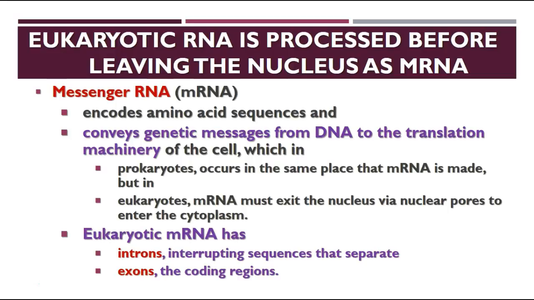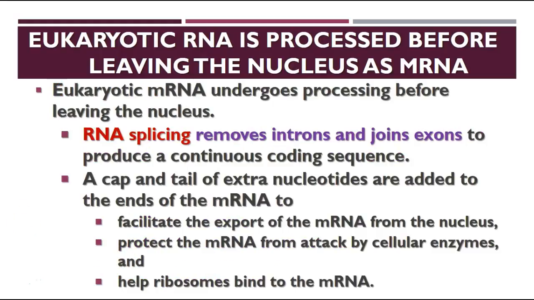The exons are the coding region of the gene, and the introns are pieces in between the exons that separate them from each other. The introns need to be removed. So the messenger RNA is going to undergo a processing called RNA splicing. There are enzymes that will remove the introns and then join the exons back together to produce a continuous sequence for the coding of the protein. And then there are also a cap and a tail of extra nucleotides that are added to the messenger RNA to make it work properly within the cell.